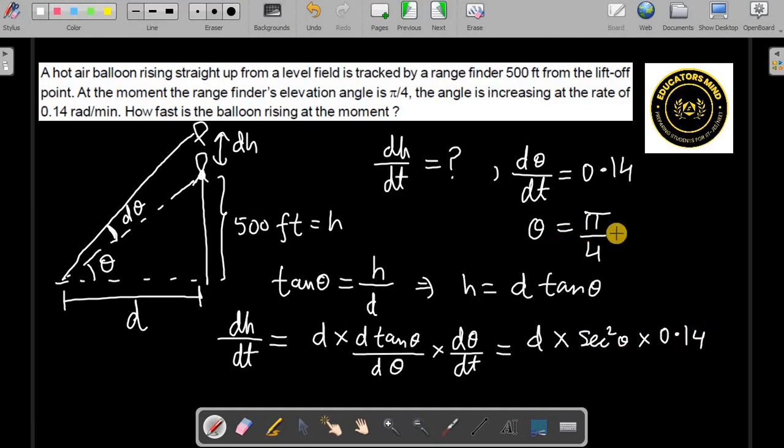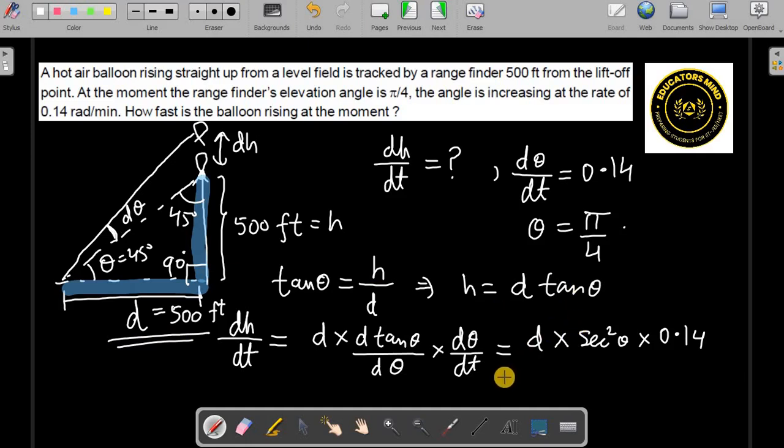Now what is the value of theta? They have given 45 degrees, and if this is 45 degrees, then obviously this length and this length will be the same, isn't it? Because this is 90 degrees, and if this is 45 degrees, this is also 45 degrees, so this will also become 500 feet. So 500 feet at that 45 degree angle. Then we can substitute this value here. This is 500 feet, right?